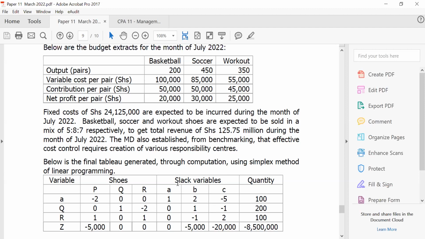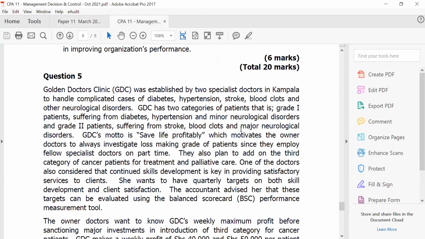So the examiner can approach it in many ways: either give you information and then you determine the tableau, or give you the tableau already, and then you just do the interpretation at hand. So we have this question, question 5. Let's go through it and see how we can conceptualize information and put that on paper, as I continue explaining what you need to do exactly.